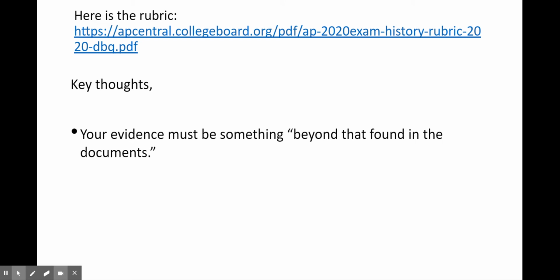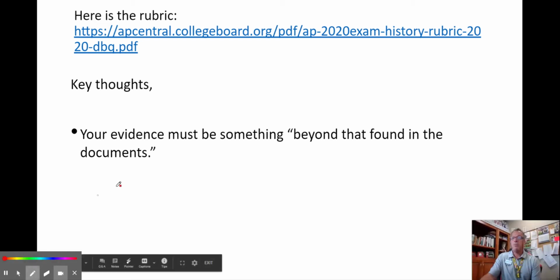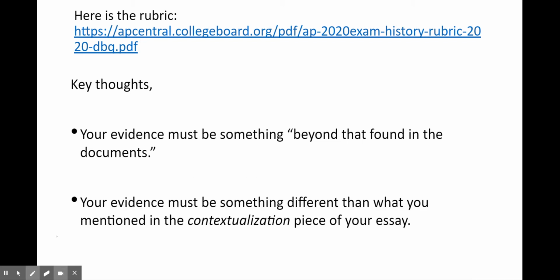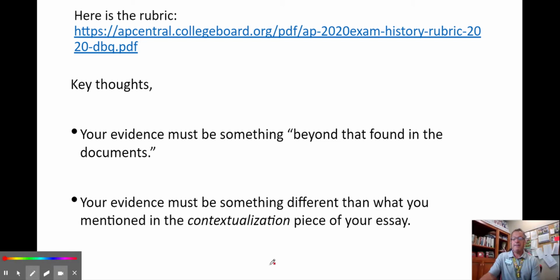Some thoughts to keep in mind as you're doing evidence beyond the doc: evidence must be something beyond that found in the documents. Again, this is straight from the College Board website and their rubric. In other words, you can't say things that are already mentioned in the documents, and you can't double dip either. You can't write something in your contextualization paragraph and think, I'll just say this same stuff later in the essay and get those points. You're not. It's going to get either context or evidence beyond the doc.